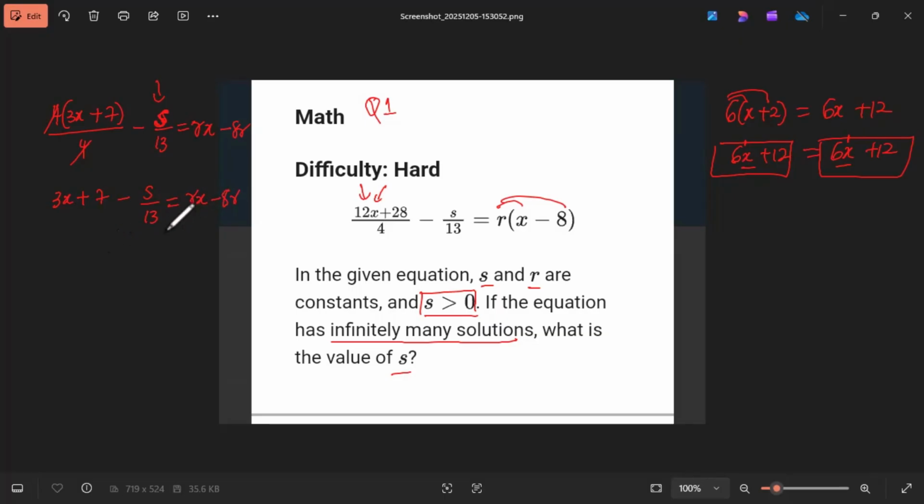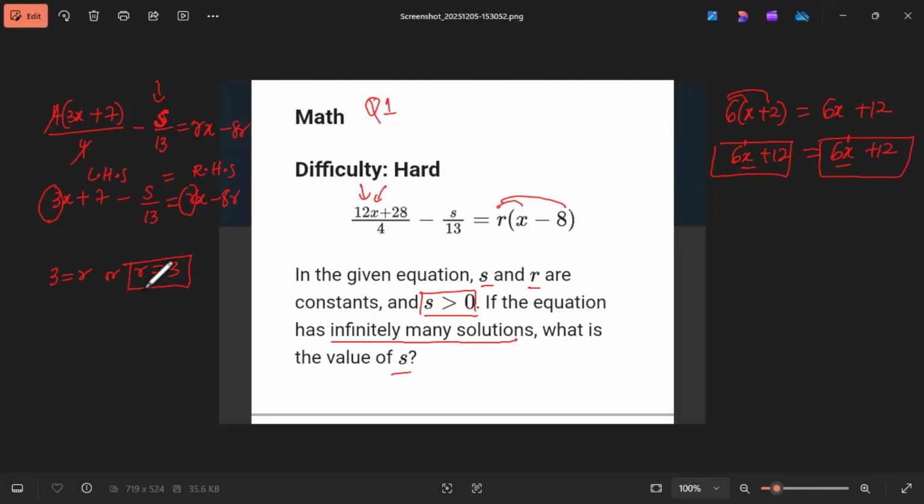Perfect, right? Now, if you look at this very well, I told you for an equation to have infinitely many solutions, the coefficient of the variable has to be equal on both sides. Look at the left-hand side. Everything before the equality sign is the left-hand side, and after the equality sign is the right-hand side. Now, what is the coefficient of x here in the left-hand side? That is 3. What's the coefficient of x here in the right-hand side? That is r. So that means r is equal to 3, or 3 is equal to r, however you want to put it. But that is not what they want us to find.